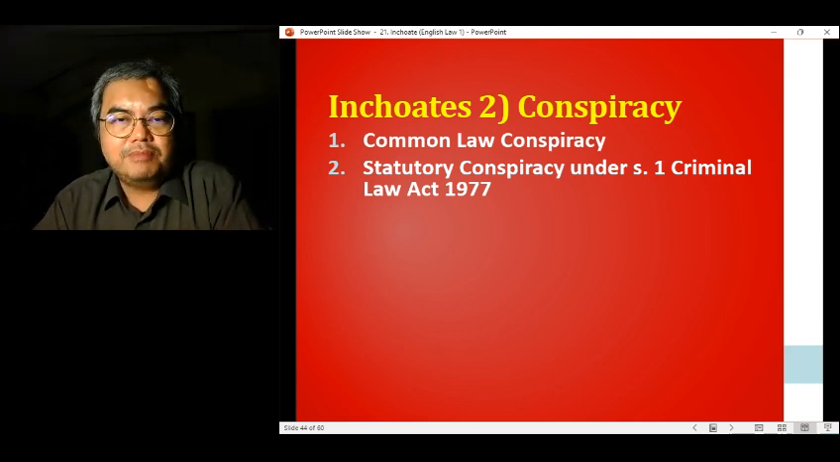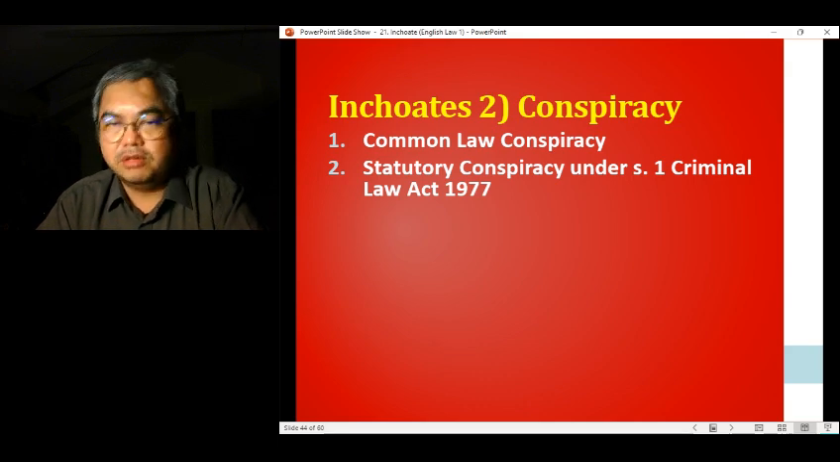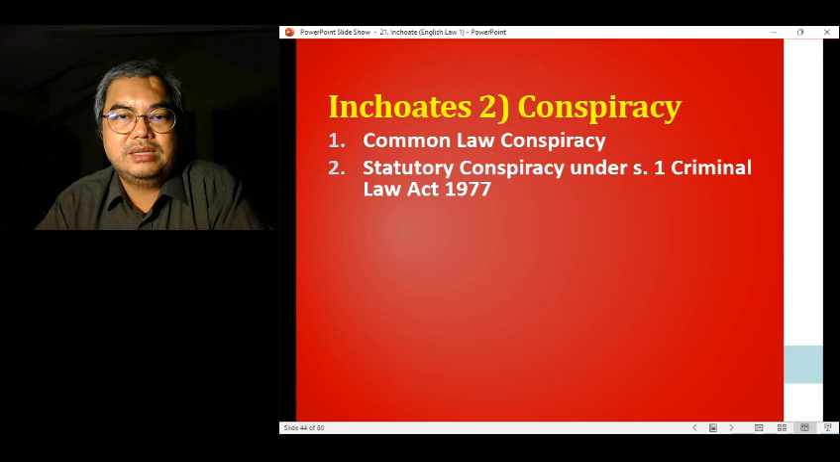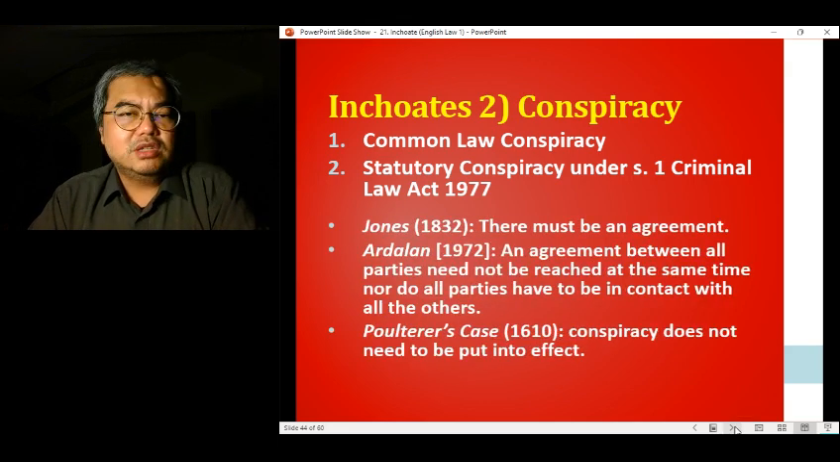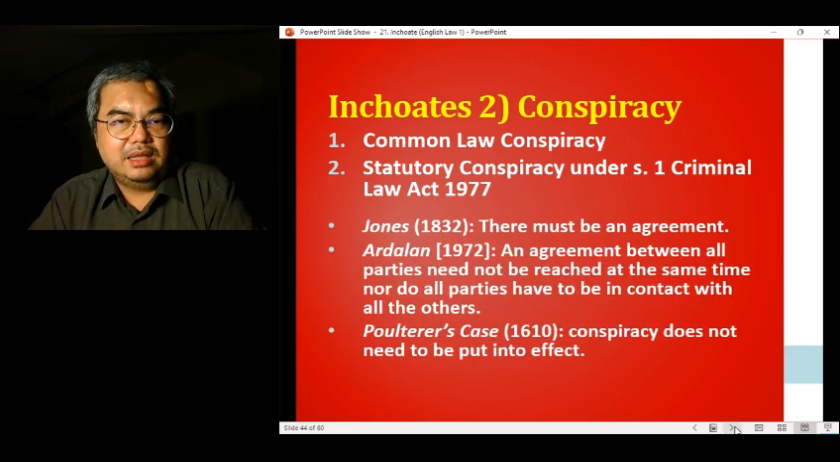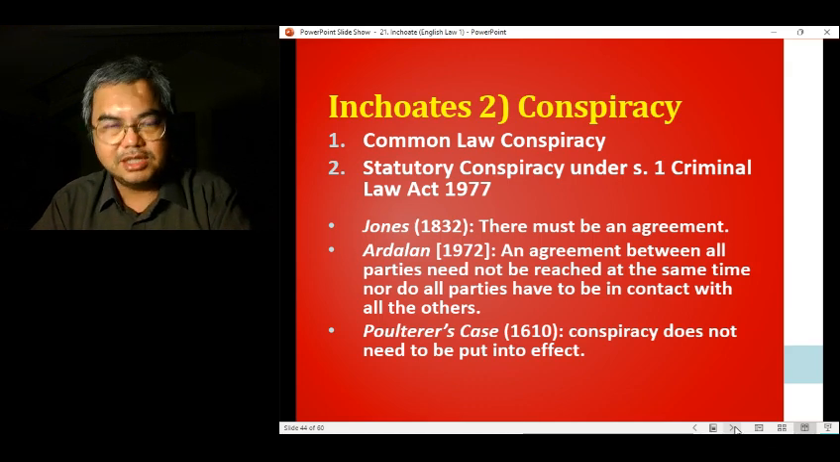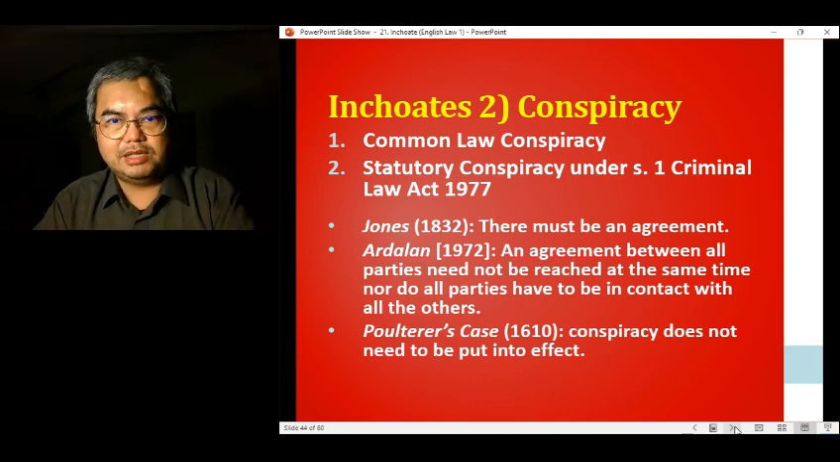The important part would be on the statutory conspiracy, but we will still cover common law conspiracy to see some of the old law and conspiracy which may still be applicable. But generally, conspiracy will come under Section 1 of the Criminal Law Act 1977. So under common law conspiracy, you see that in the case of Jones, as mentioned, there must be an agreement for there to be a conspiracy.